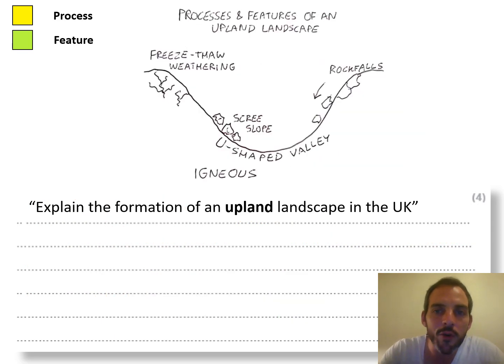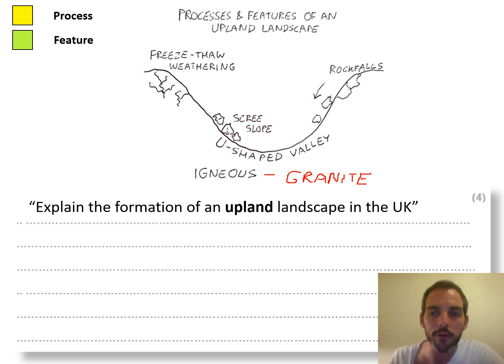All right, what I'd like us to do now, this kind of ties together what we did last lesson. I would like you, based on what we've just done, to do exactly the same, but for the upland landscape, which was the Lake District. One thing you could add that we didn't add earlier is that this is an area of igneous rock and it is mainly granite. So if the first mark is saying where this landscape is and what it's made from, that's going to be your clue there. Pause the video and see if you can answer this in the same way.